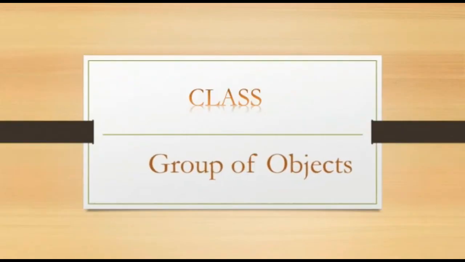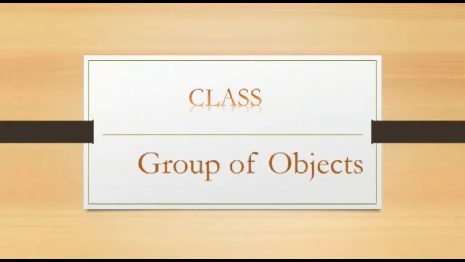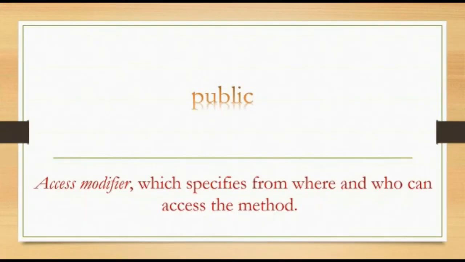So class is a group of objects, which is a group of variables we have to hold in a class. What is public? Public is the access modifier which specifies from where and who can access the method. So public is a public class which is accessible by all.